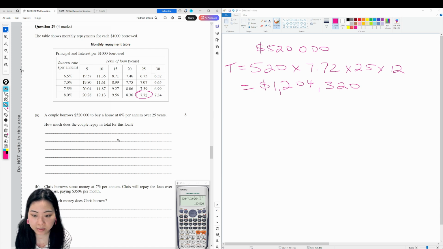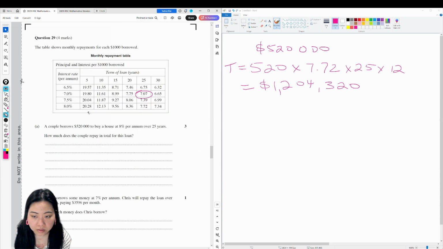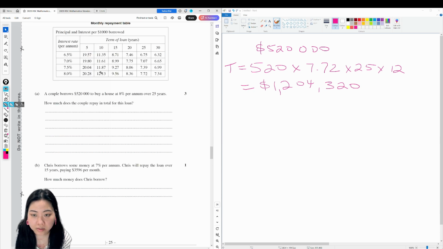And then B, Chris borrows some money at 7% per annum. Repay the loan over 15 years, paying $3,596 per month. How much did he borrow? 1 mark. Let's get rid of this. He borrows at 7% per annum, 15 years. That's what we want.